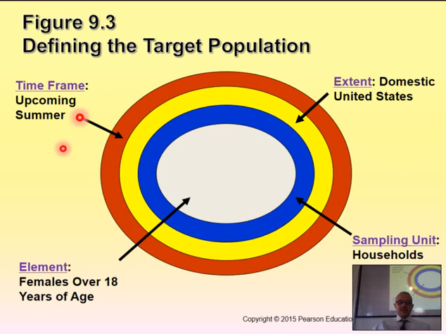So this is like a representation. Here in the middle you will have the element, maybe females over 18 years old of age. Okay, and then this is the blue, which is the sampling unit. Households with female. So here we're asking maybe the households, so we're looking at each home or household that has this type of female over 18 years old. And then we go to this yellow one, and it says here the extent, maybe the whole country, maybe domestic USA. And then the red, which is the last, is the time frame, in the upcoming summer. Are you guys okay with this?